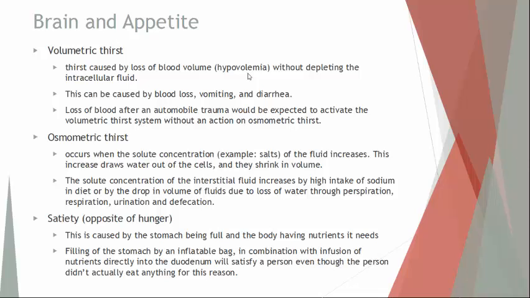Now the second type, osmometric thirst, occurs when the solute concentration, the stuff within the fluid, like salts, increases. And what happens here is the fluid of your cells will leave the cells in order to balance that out, and by doing so, the cells will shrink in volume. Alright, so this concentration can increase in one of two main ways.